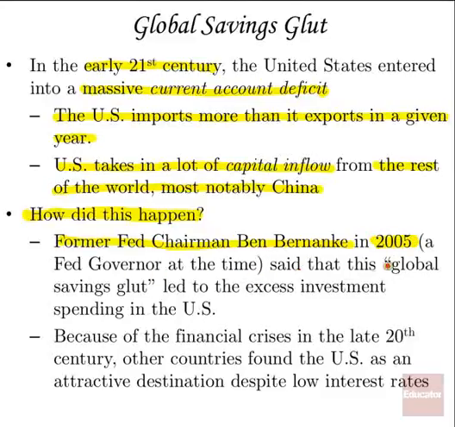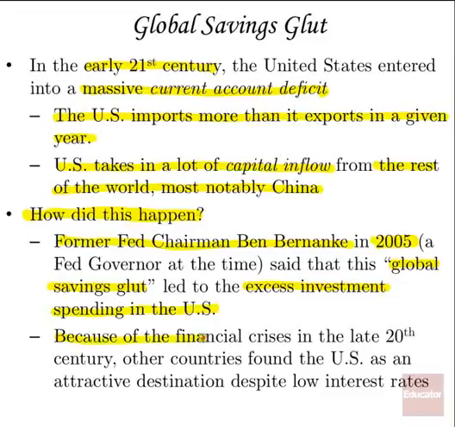A Fed governor at the time said that this global savings glut led to excess investment spending in the United States. What is basically being said here is that a lot of countries had a lot of money piled up and had to figure out where to put it. Even though there were better opportunities elsewhere in theory, in terms of higher real interest rates, the United States was seen as a safe haven to put the money into. I don't know where anything would have been safe during the financial crisis, but better in the United States than in other countries where there wasn't a lot of confidence in the economy.